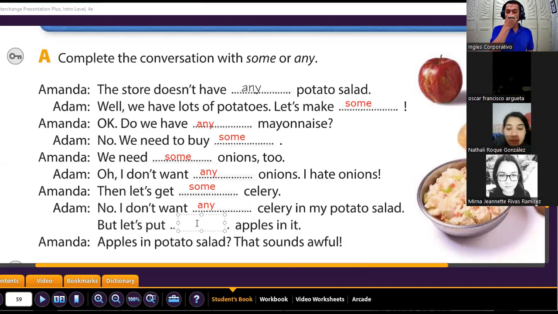Now, Oscar, this sentence, some. Is it affirmative or negative? This is some, yeah. So in this context it is affirmative, some. And negative, any. That's totally correct. Any. Thank you. Now, repeat after me, please.